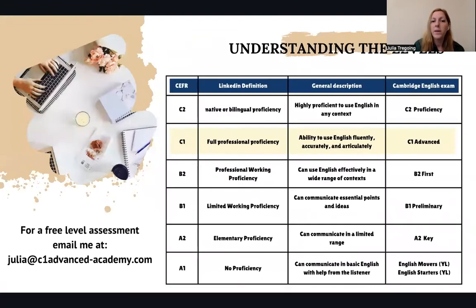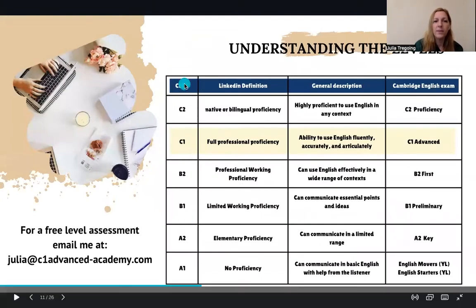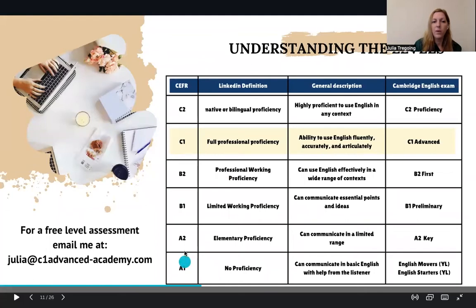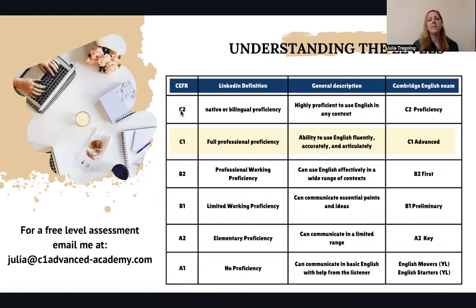Okay. So if you have a look here, I'll use my little pointer. So here we've got our CEFR level, Common European Framework of Reference. This is where we start at A1, moving up through the levels. And C2 is generally considered, or LinkedIn, let's just say, considers native or bilingual proficiency. Okay. So these are sort of my general descriptions, and these are the Cambridge exams that relate to these as well. So just as a note, C2, it is absolute mastery of the language for sure.